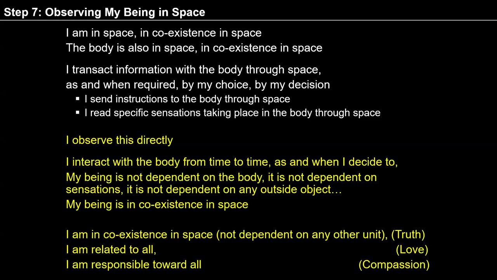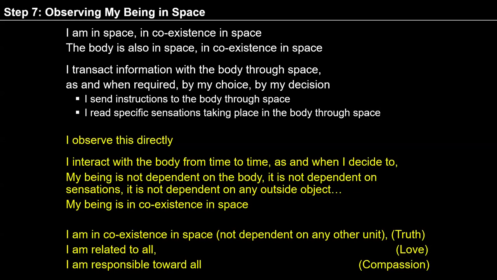So from step 1 to 4, we are trying to observe that I am at a distance from the body. I am seer, I am doer, enjoyer. I am taking decision to instruct body, decision to read sensation. And I am separate from the body. This is what we were trying to see from step 1 to 4.